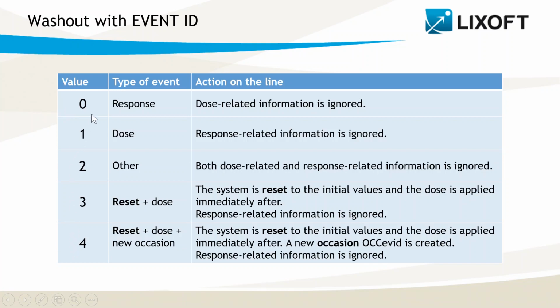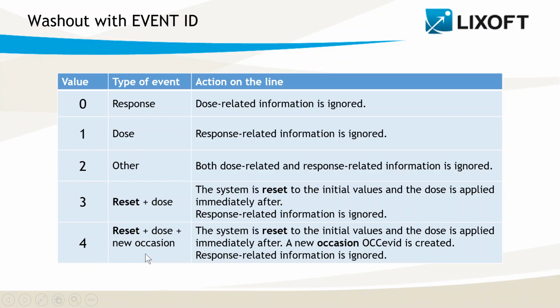The value 0 characterizes a response line, which means that any dose-related information on that line is ignored. The value 1 indicates a dose line, so any response-related information on that line is ignored. With the value 2, both dose and response-related information is ignored. Finally, 3 and 4 correspond to dose lines with a washout applied just before the dose, which means that all the variables of the system are reset to their initial values. In the case of the value 4, an occasion is also created if the dose is not the first.